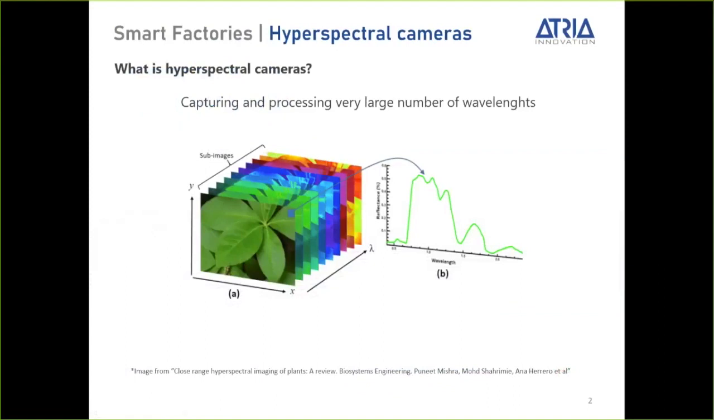Hyperspectral cameras are used to capture and process a very large number of wavelengths. I'm going to go into a little bit about how this works. And as you can see, for example, in this image, we can divide them into different sub-images, so we can obtain the wavelength of each of them.